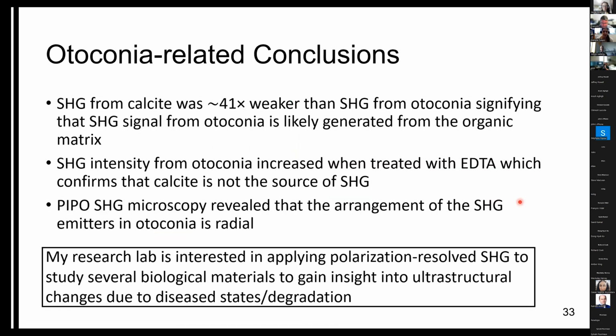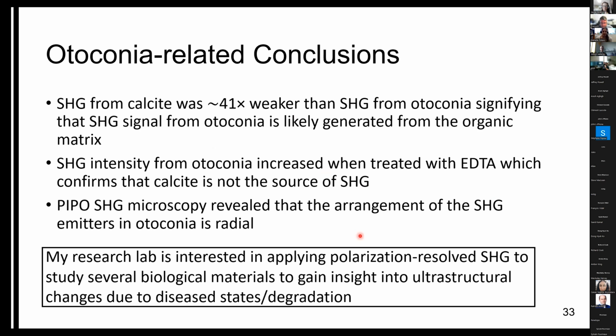So to conclude the otoconia section, we found that the SHG signal from calcite was 41 times weaker than the SHG signal from otoconia, signifying that the SHG signal is likely generated from the organic matrix instead of calcite. This was further confirmed by the fact that SHG intensity from otoconia increased when treated with EDTA. And lastly, PSHG microscopy revealed that the arrangement of the SHG emitters in otoconia is radial.